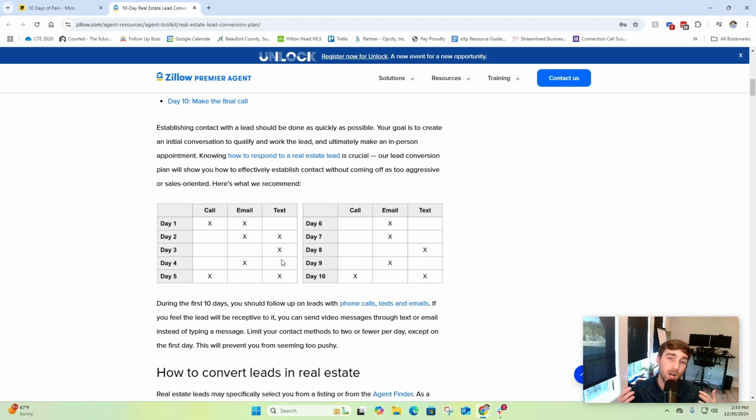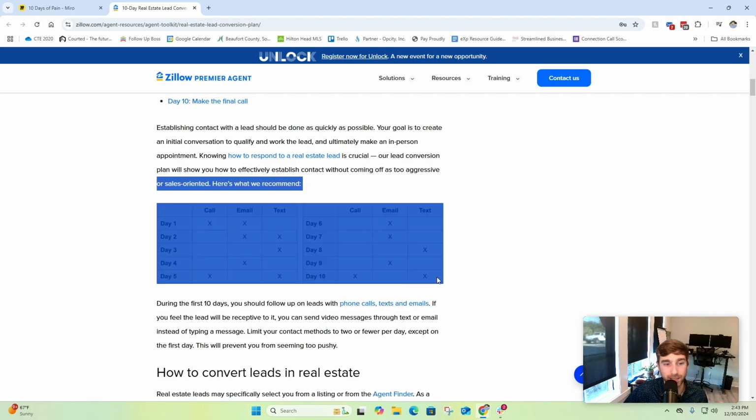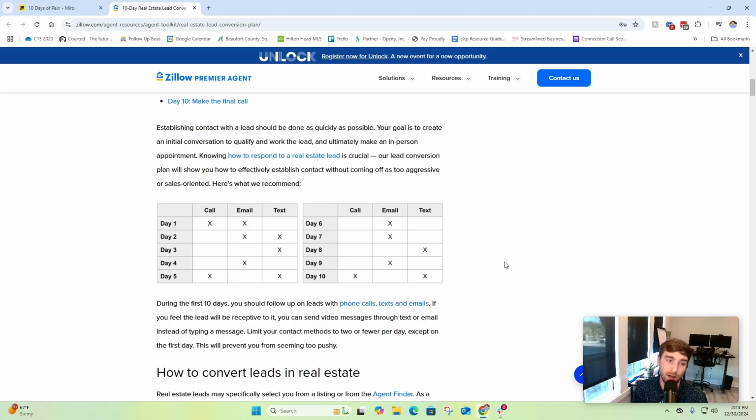Now, a couple of things to note from this example of the 10 days of pain. One, they do not call, email, and text every single day. I do think it is important, or I know that it is important, to spice it up a little bit, right? You don't want to call, email, text at the same time every single day, and you don't want to call, email, and text every single day.